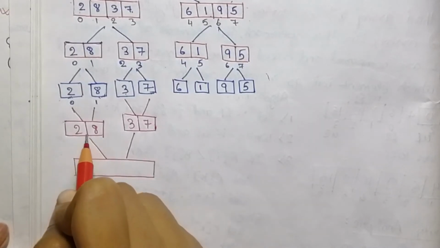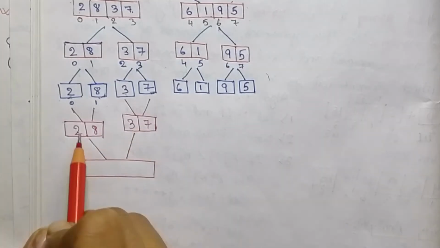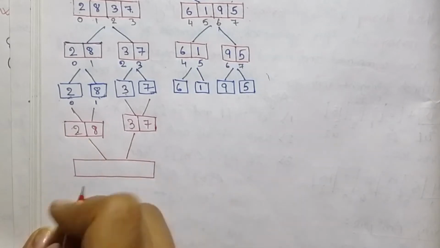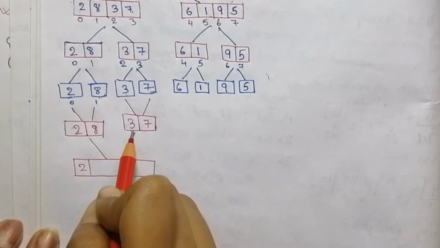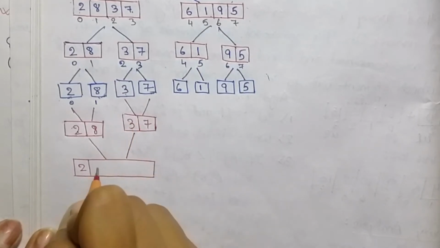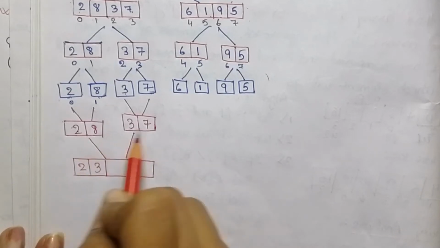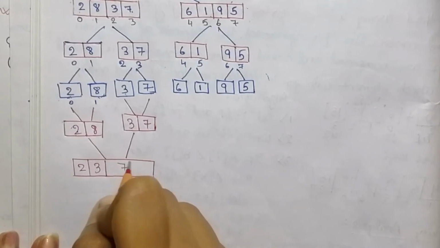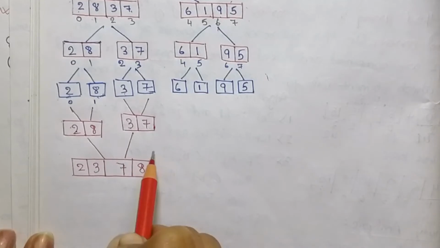Now we will combine these 2 sublists into a single list by sorting the elements. Here the element 2 is compared with 3. As 2 is smaller, it is stored in the first position. Now 8 is compared with 3. As 3 is smaller, it is stored in the second position. Now we are left with the elements 8 and 7. As 7 is smaller, we will store 7 and then 8. So this is the sorted left sublist, right?